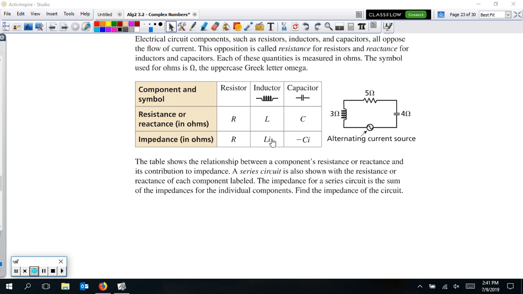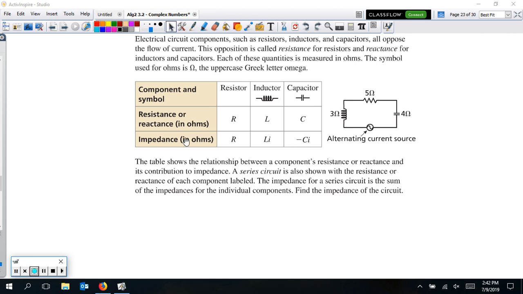R, L times i, and negative C times i. L times i is still an imaginary number, and so is negative C times i. This table shows the relationship between a component's resistance or reactance and its contribution to impedance. A series circuit is also shown with the resistance or reactance of each component labeled. The impedance for a series circuit is the sum of the impedances for the individual components.